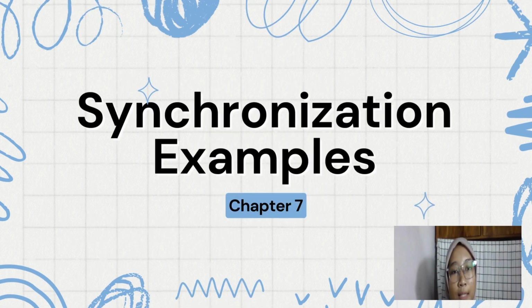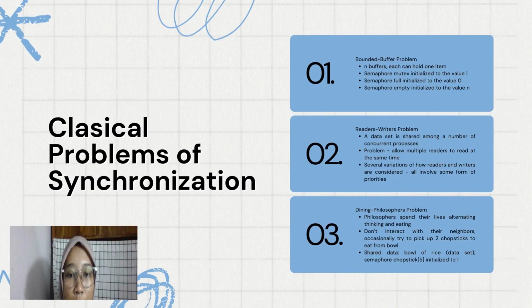The next one is synchronization examples. This is chapter 7. In synchronization examples, there are the classical problems of synchronization. The first one is the bounded buffer problem. The buffer can hold n items. Semaphore mutex is initialized to the value 1, semaphore full is initialized to the value 0, and semaphore empty is initialized to the value n.